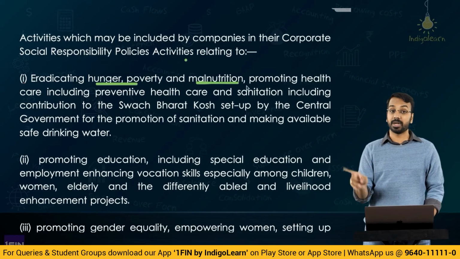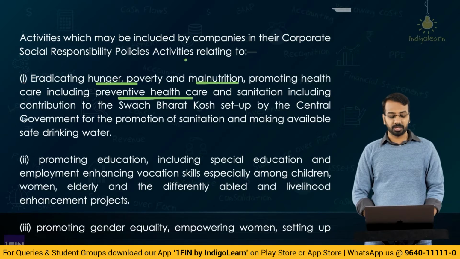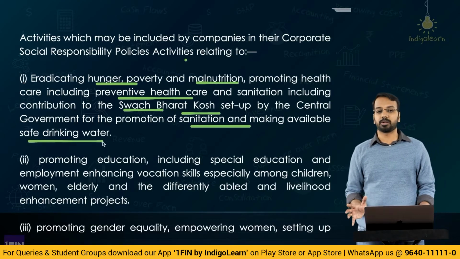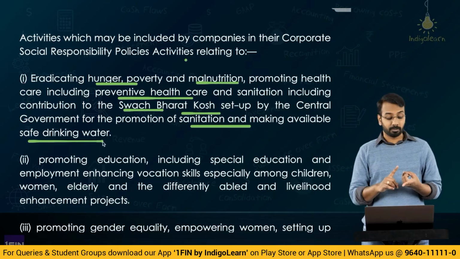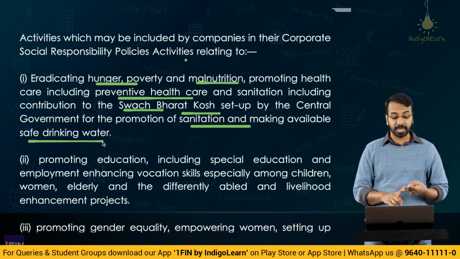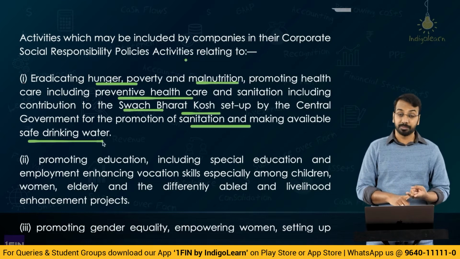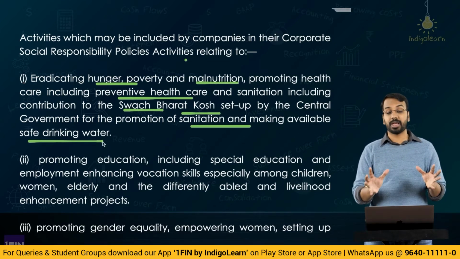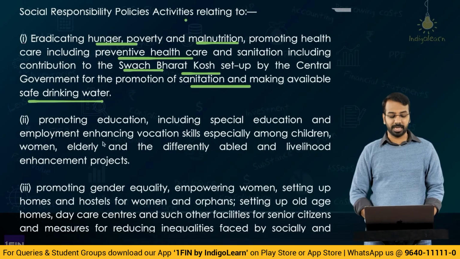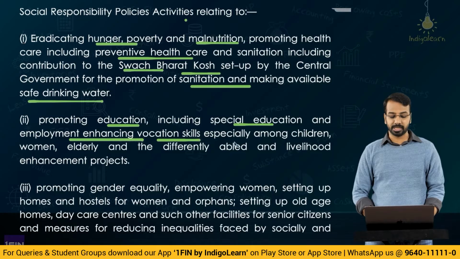Now, what are they? First part is hunger, poverty, malnutrition, promoting healthcare including preventive healthcare and sanitation, including contribution to Swachh Bharat Kosh set up by the central government for the promotion of sanitation and providing safe drinking water. So, poverty, hunger eradication, malnutrition eradication, promoting healthcare, preventive healthcare, sanitation, contribution to Swachh Bharat Kosh, all of that is covered under CSR activities. Then promoting education, including special education and employment enhancing vocation skills, especially among children, women, elderly and the differently abled, and livelihood enhancement projects.